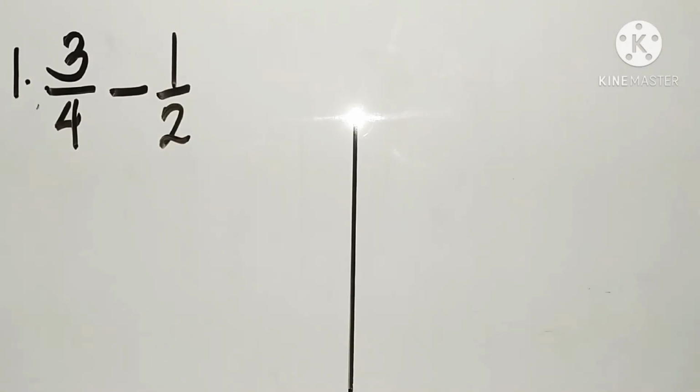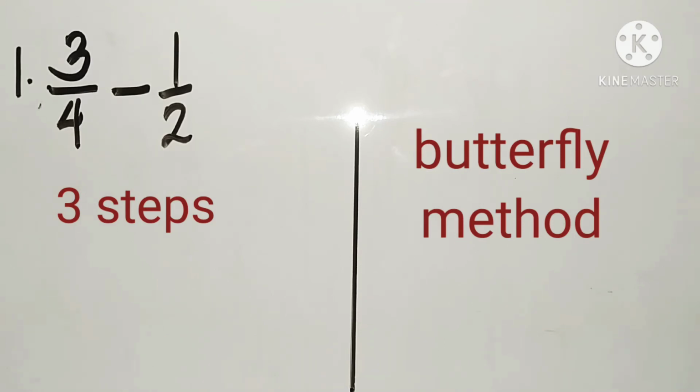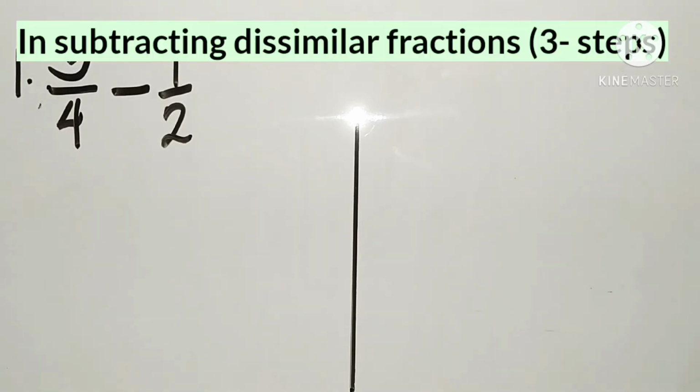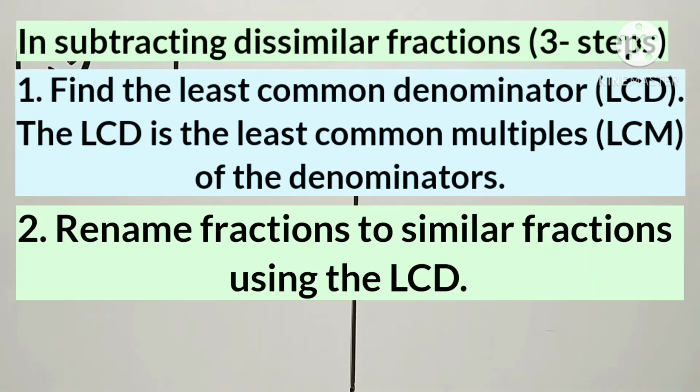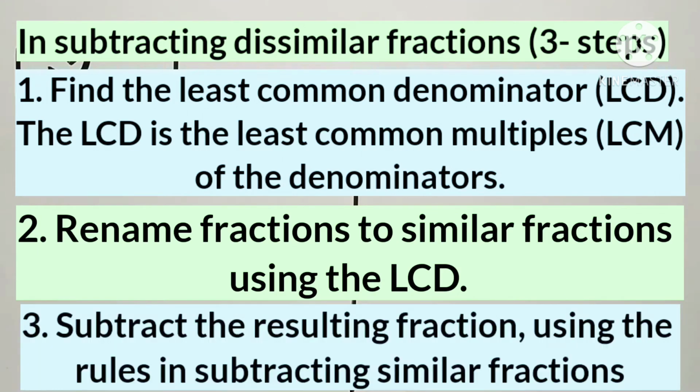Hahatiin ko na lang yung board natin para mas madali nyo makikita yung difference ng dalawang method. For the left side, I'll be following the 3 steps, and then for the right side, I'll be following the butterfly method. In subtracting dissimilar fractions using the 3 steps, number 1, find the least common denominator or LCD. The LCD is the least common multiple of 2 denominators. Number 2, rename fractions to similar fractions using the LCD. Number 3, subtract the resulting fractions applying the rule in subtracting similar fractions.